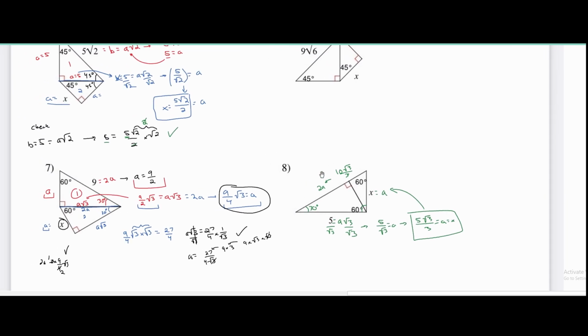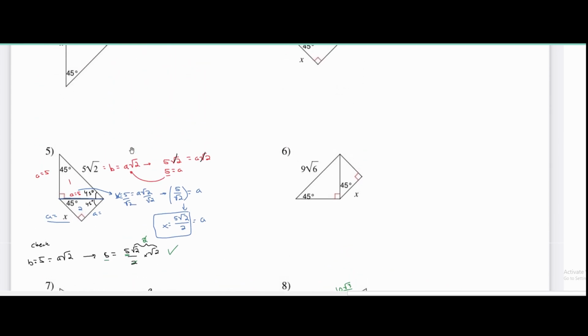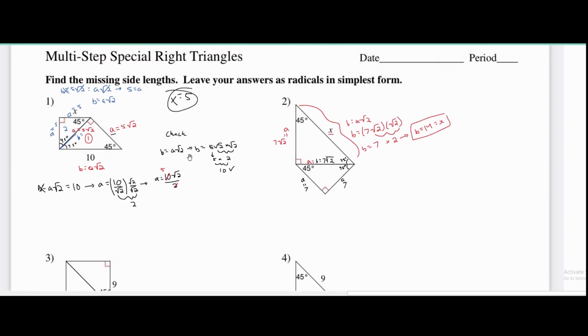So we have 8, 7, 5, 1, and 2 done, and those are some quick examples of how to find the missing side lengths given angles and another side length. Basically, we're given part of the triangle and we need to find the rest of it.